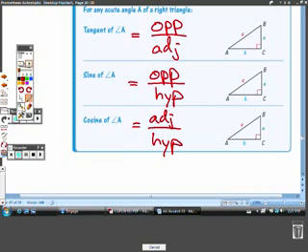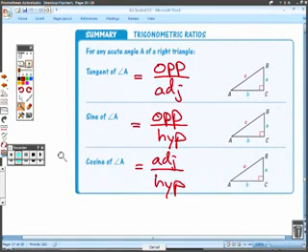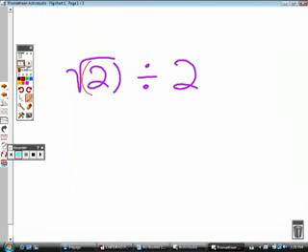All right, how are you going to memorize this? T is O and A, S is O and H, and C is A and H. When I was in school, I had to just stare at it, try to repeat it to myself, and try to memorize it. But a teacher down the hallway shared this way of memorizing these. It's called SOH CAH TOA. Let me show you guys.